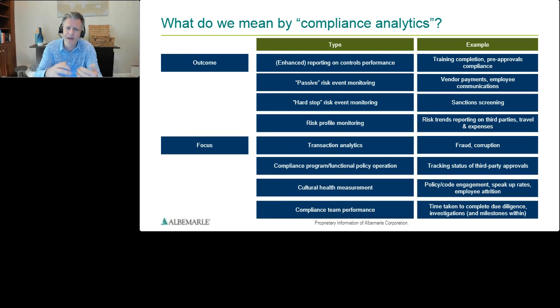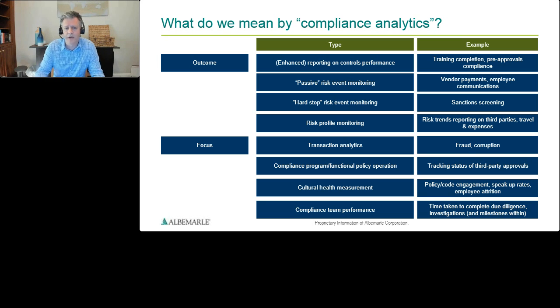So when I think about compliance analytics, you can look at it through two different lenses. One is the outcome and one is the focus. In terms of the outcome, there are many different outcomes of analytics. One could be controls reporting, the best example of that being your training completion statistics or the compliance rates with certain pre-approval requirements.